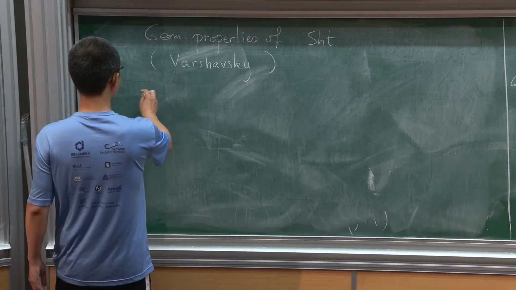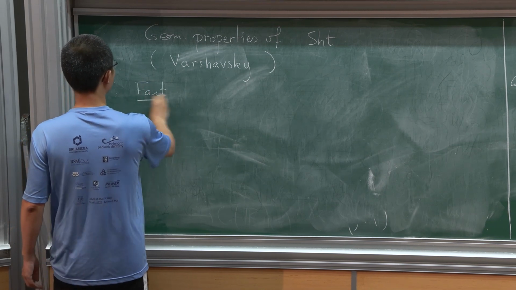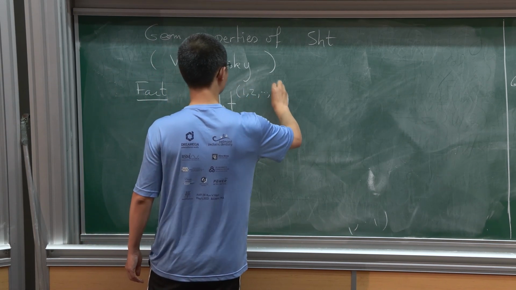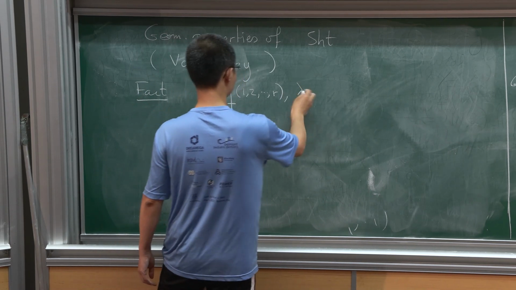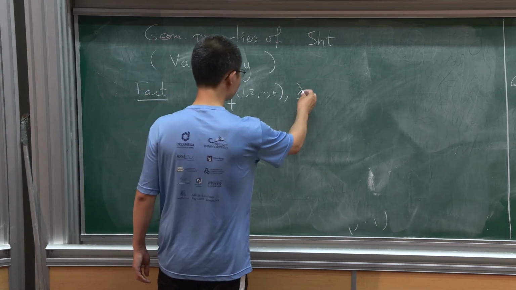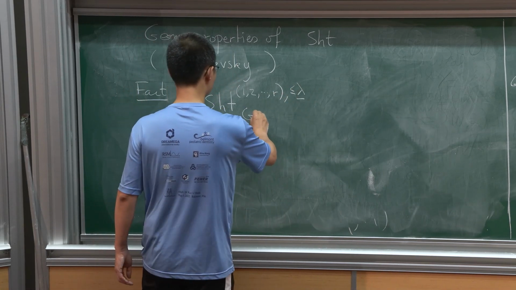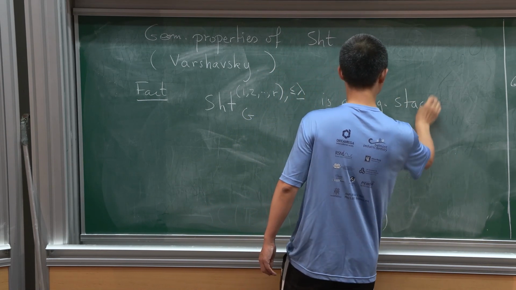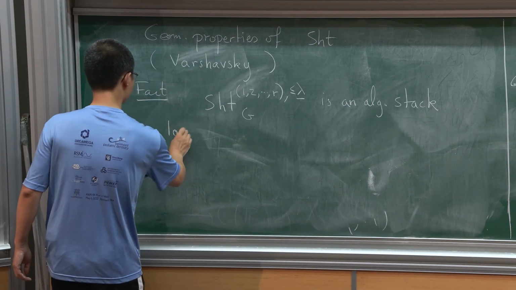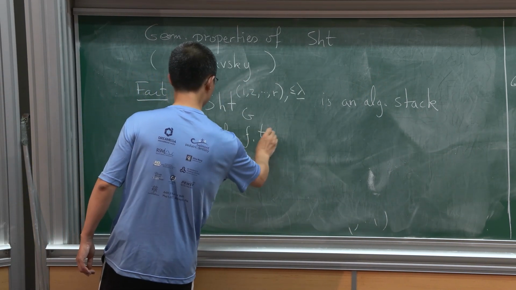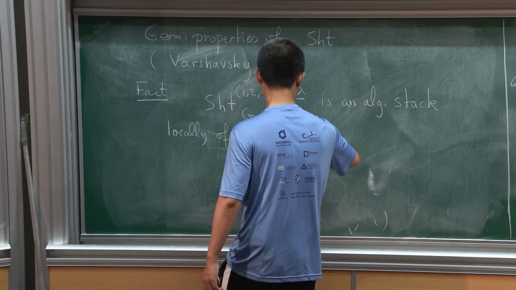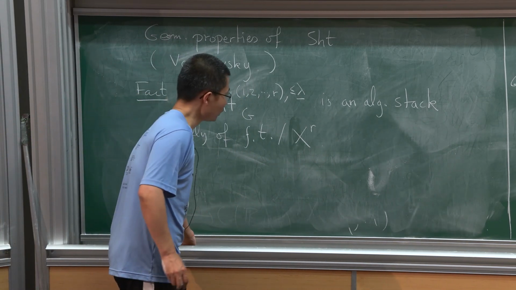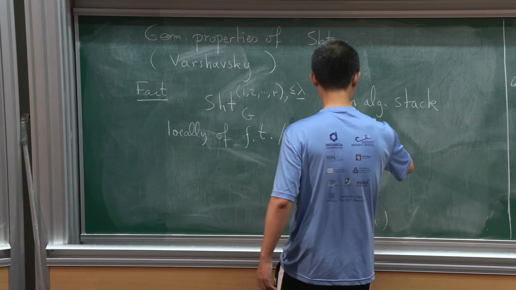Okay, so the basic fact is, if we consider this iterated version with r legs and arbitrary modification type less than or equal to lambda, then this is an algebraic stack locally of finite type over X to the r, over the legs, and of course also over k, with relative dimension.